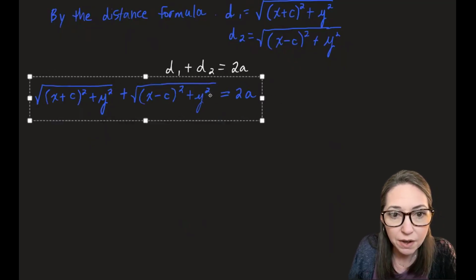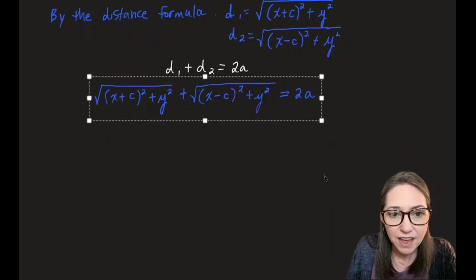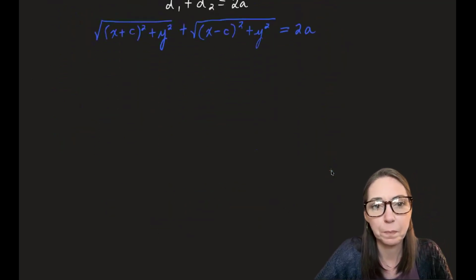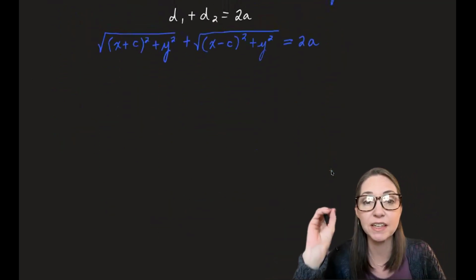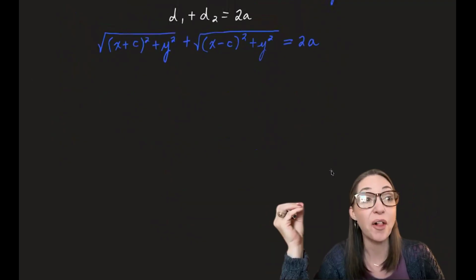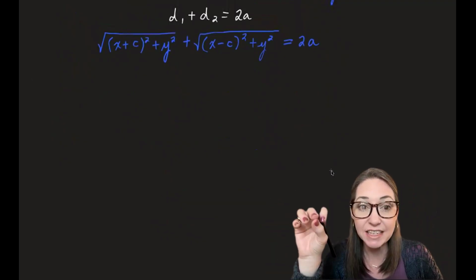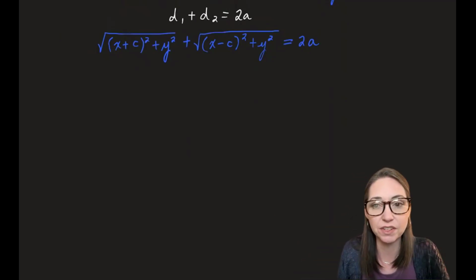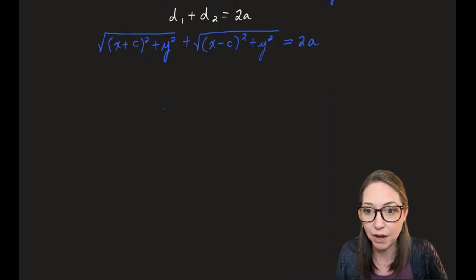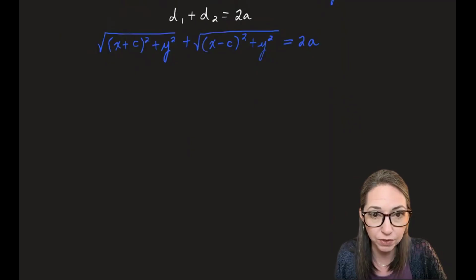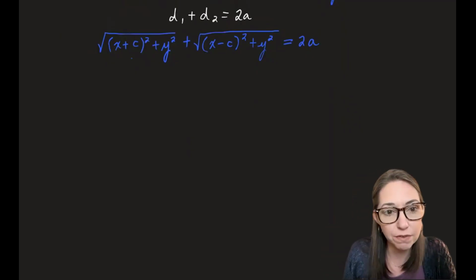Given that, what we're going to do is simplify this a lot. To simplify, I want to square both sides, and it's going to be a lot easier if I move one radical to the other side. It really does not matter which one, but I'll just subtract the one on the right from both sides to move it from the left to the right.